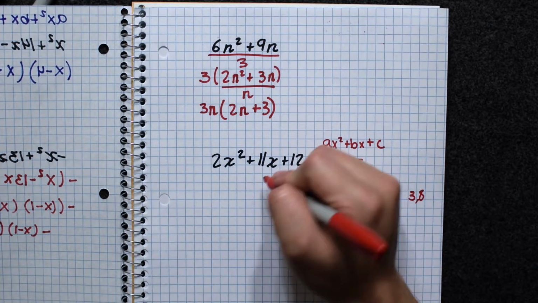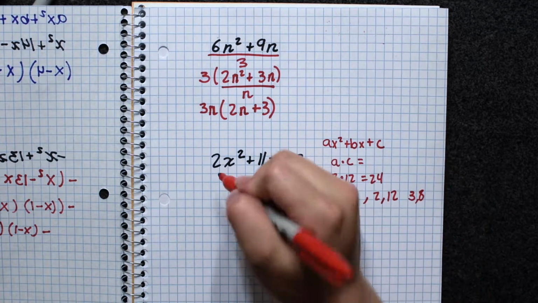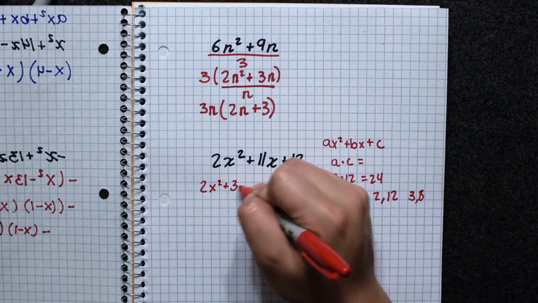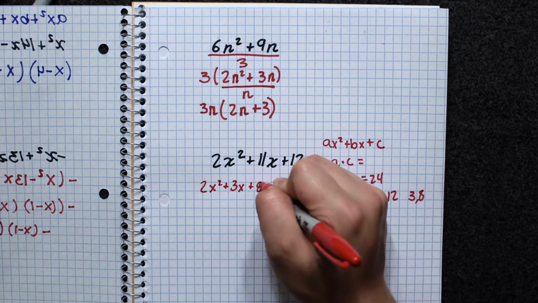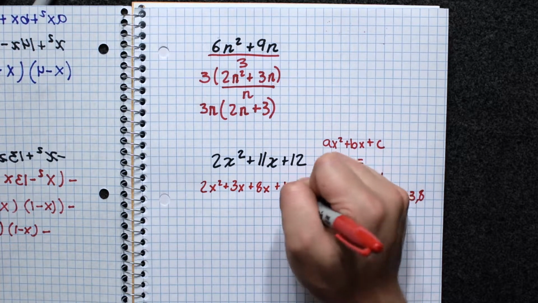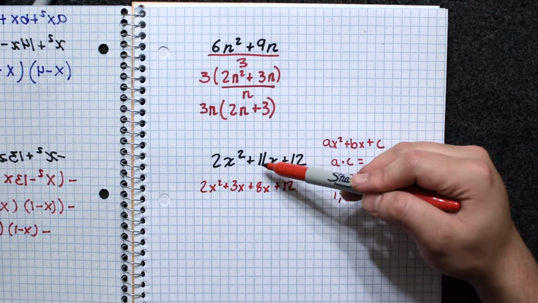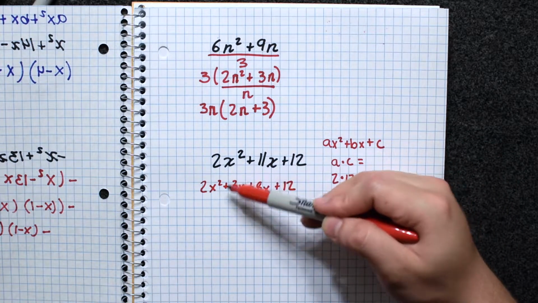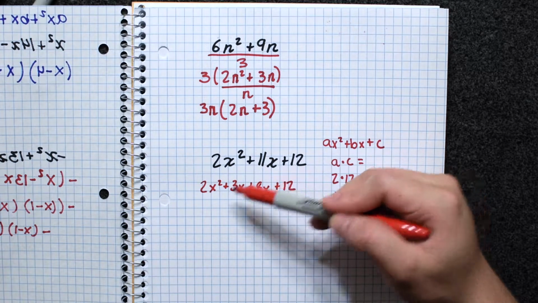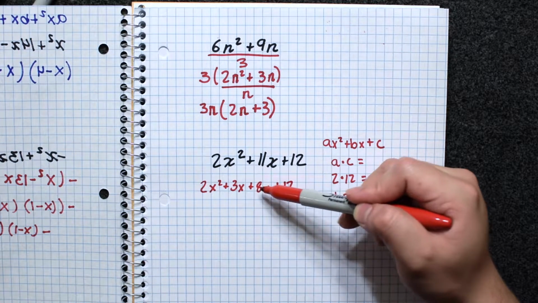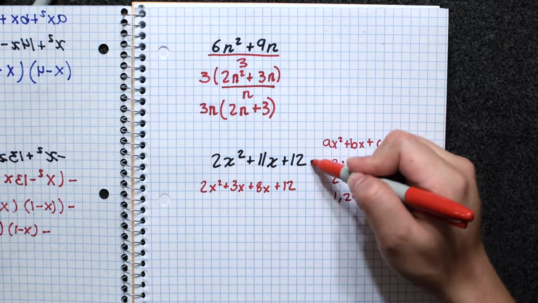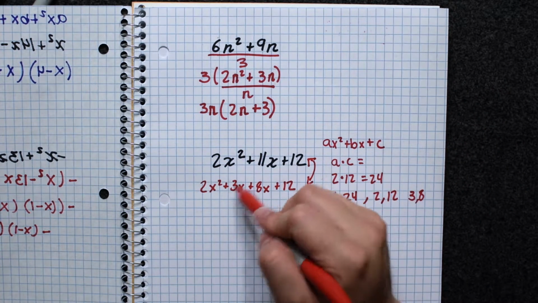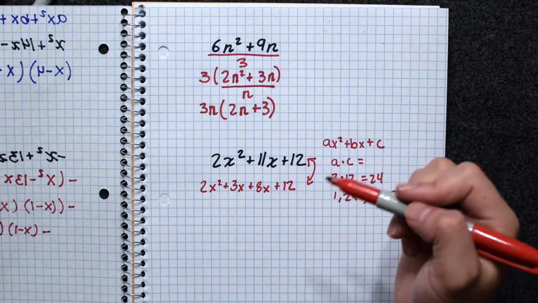So what we're going to do with these numbers, we're basically going to replace this 11 with these new numbers like so. We're going to write 2x squared plus 3x plus 8x plus 12. Do you see how I didn't really change my equation at all? If I were to combine like terms, this 3 and this 8, I would still get 11. So these two equations are actually completely equal. They have not changed at all. But now we can go ahead and start factoring things out.